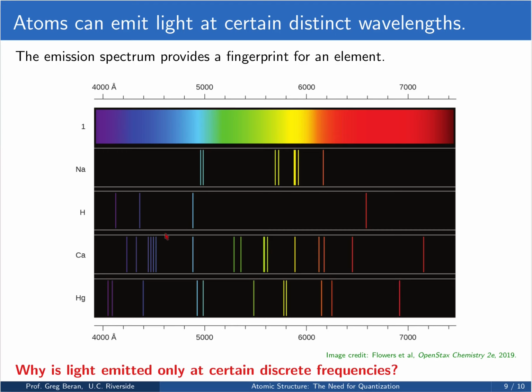And so, for example, you can see that in hydrogen we have very certain discrete frequencies being emitted by the hydrogen atom, and these are different from the frequencies being emitted by calcium, mercury, sodium, etc. And these are very different from the continuous spectrum we see throughout the range of visible light. And so there's this question, why is light only being emitted at these certain discrete frequencies? It's again some form of quantization.